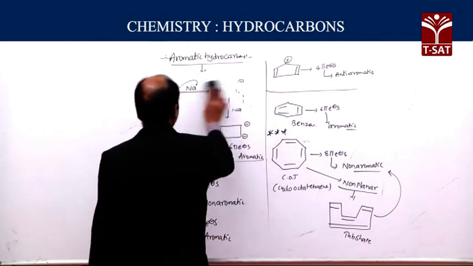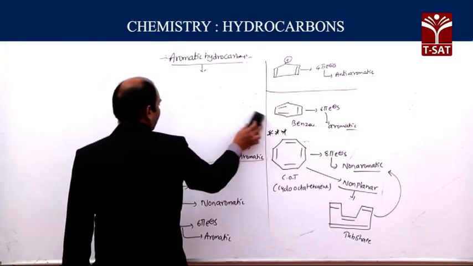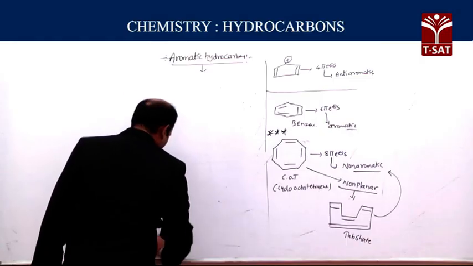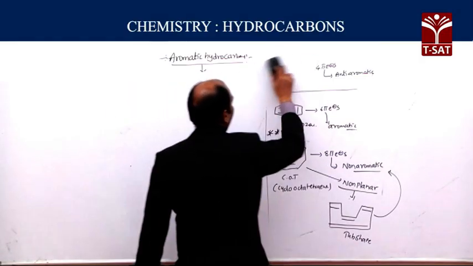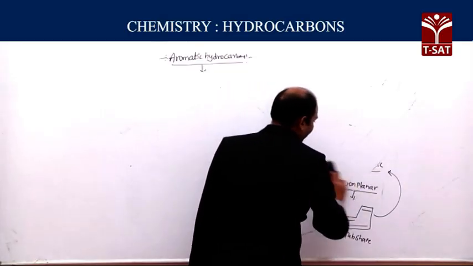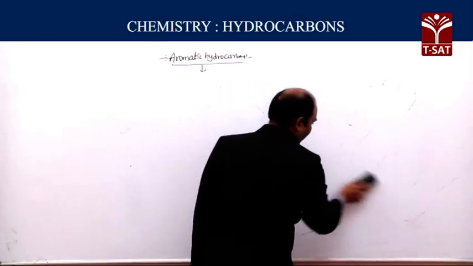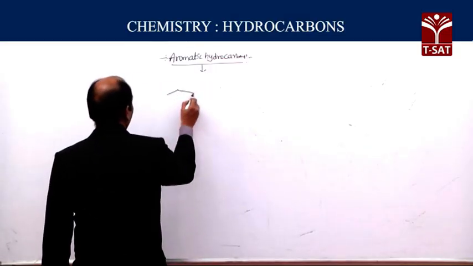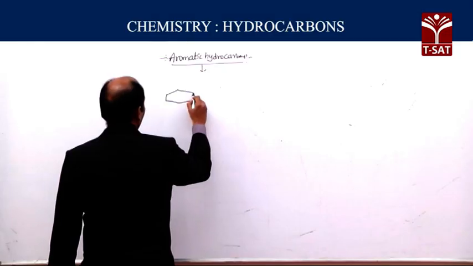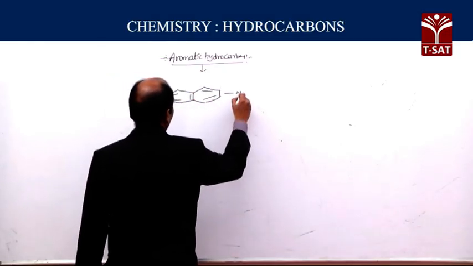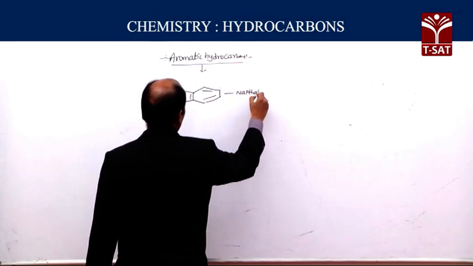And next, these are monocyclic compounds. Let us discuss some more examples, that is heterocyclic compounds and also polycyclic compounds. First, polycyclic compounds. Benzene is monocyclic. If you take naphthalene, this is called naphthalene. Naphthalene is also aromatic.